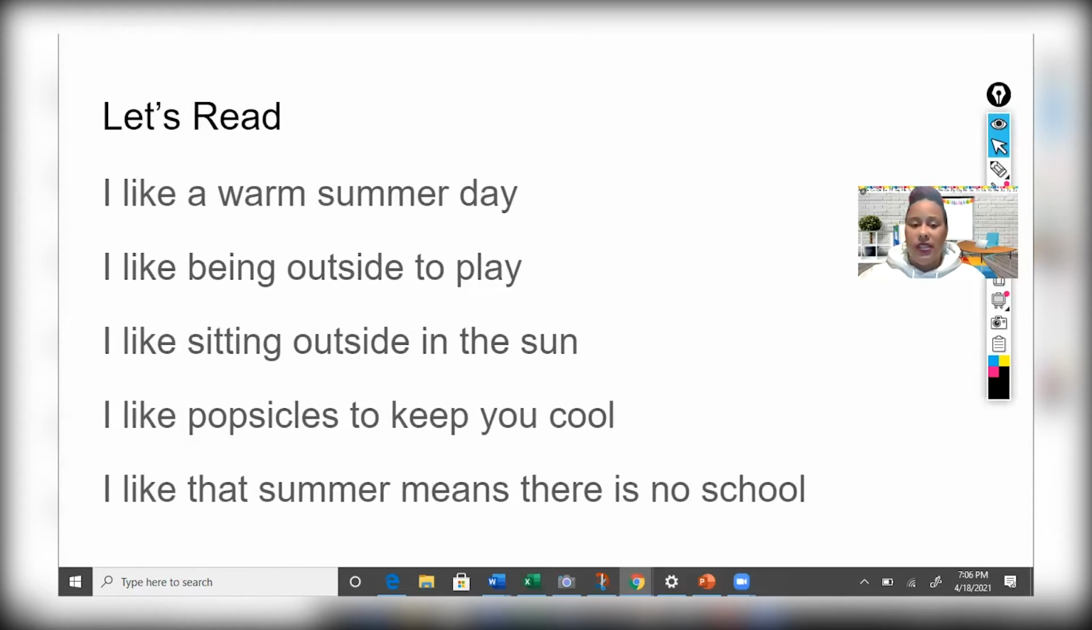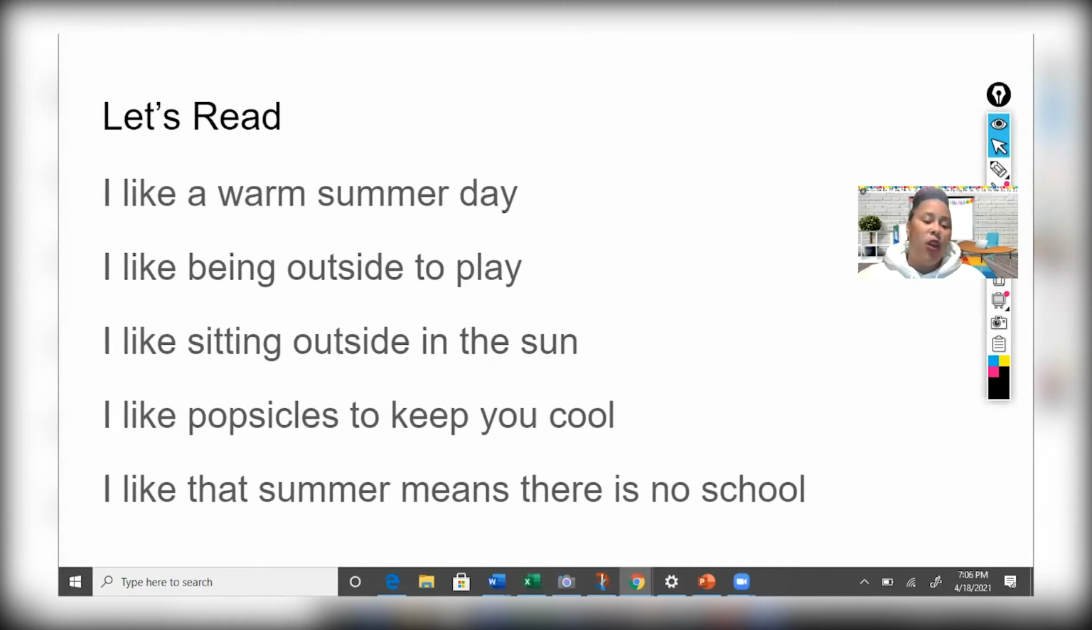I want you to listen in these poems. See if you hear rhyming words, rhythm, alliteration, repetition. Let's look at this poem.